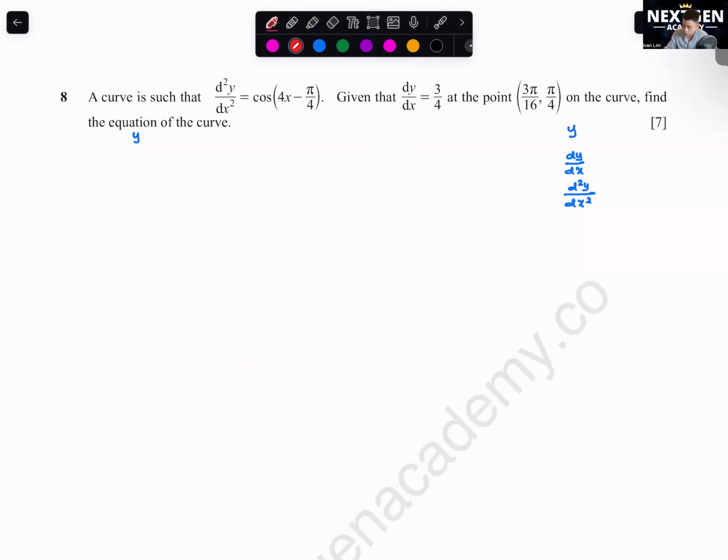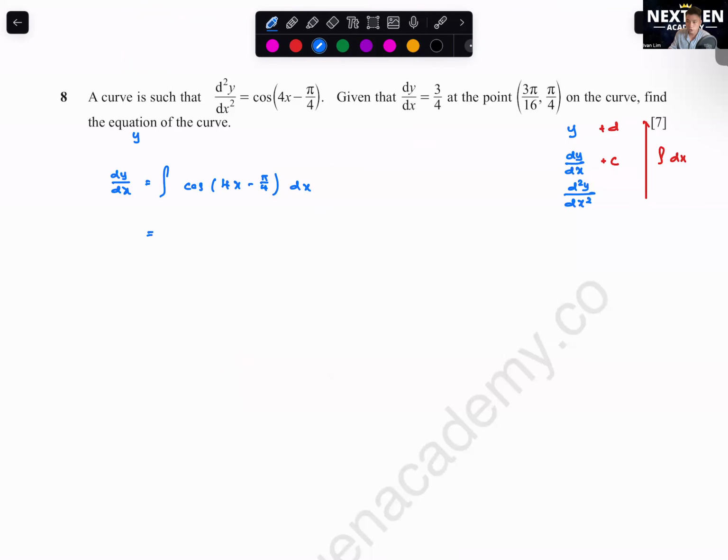One thing that we need to remember is that every time when we integrate, you get a constant, plus c. Here also you'll get another constant. Let's say we put a plus d, or you can write c1 and c2. So we're going to start with d square y over dx square first. We integrate up one layer, you get dy over dx. So dy over dx is equals to integrate cos 4x minus pi over 4 dx.